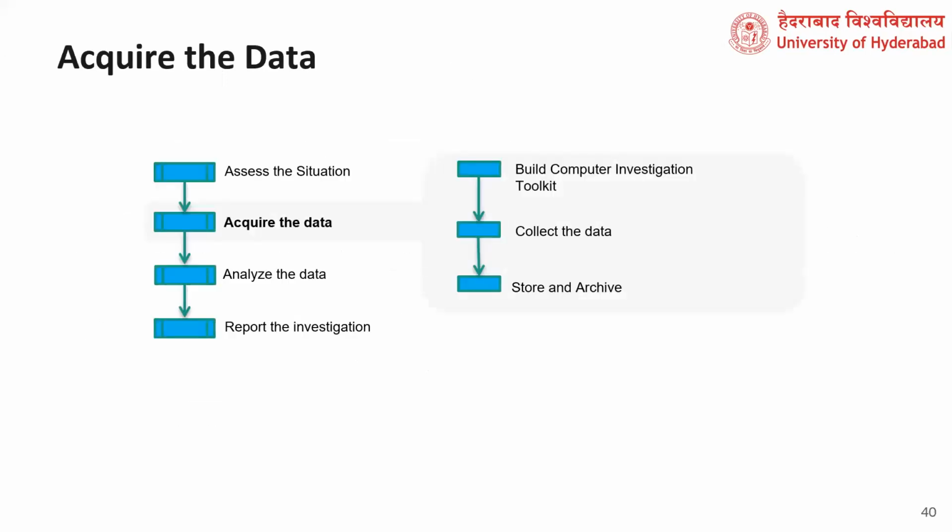So the second step is to acquire the data. Acquiring the data has 3 sub-steps, that is, build the computer investigation toolkit. A toolkit needs to be built because we need to collect the data. The second step is collecting data. And third is storing and archiving, because it has to be stored.